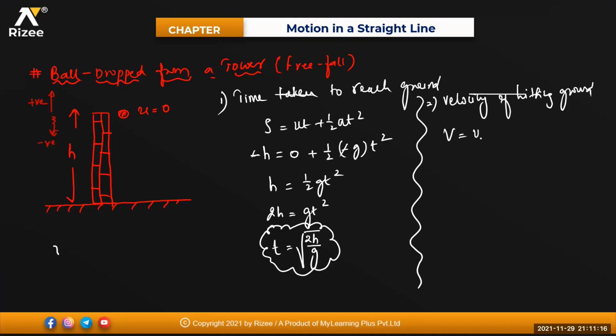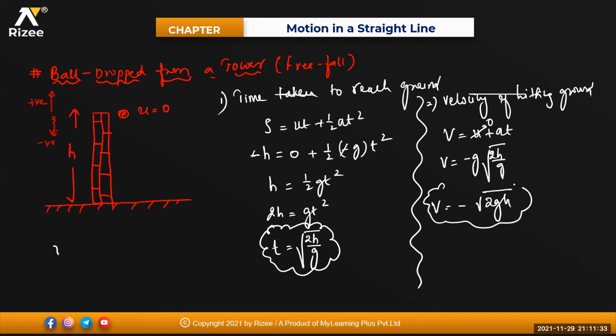V is equal to U plus AT. Initial velocity is 0, so V is equal to acceleration, which is minus g, times the time taken, under root of 2h by g. So this will become V is equal to minus under root of 2g into h. This is the answer. What does minus indicate? Minus gives me the direction.